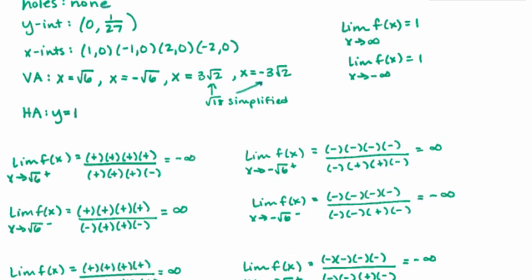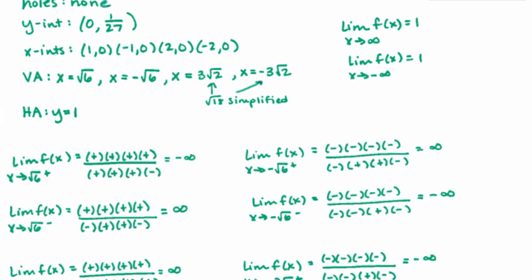And then we find our limits. So over on the side here, I found the limits as x approaches infinity and negative infinity are both 1 because, of course, those always match with your horizontal asymptote.